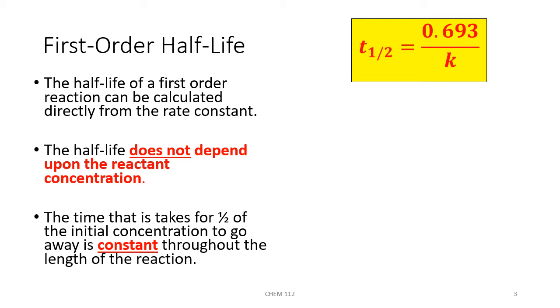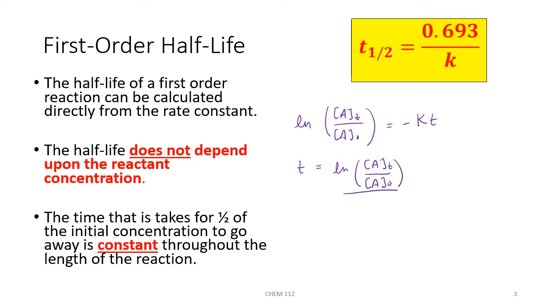We can actually start with our first order integrated rate law equation, ln of the concentration after some time divided by the original concentration is equal to negative K times T. If we solve for T, that would be equal to the natural log of the ratio of our concentrations divided by K, the rate constant. And we would have a negative on the top. If we think about what it would mean for half of it to go away, we could say that we have negative ln of the ratio of some concentrations divided by K.